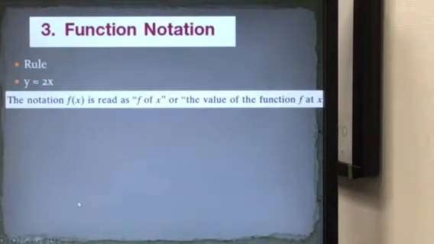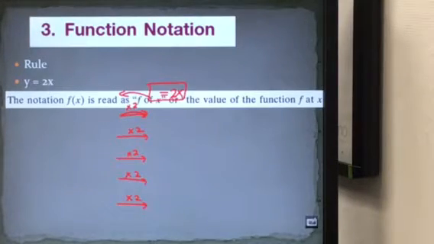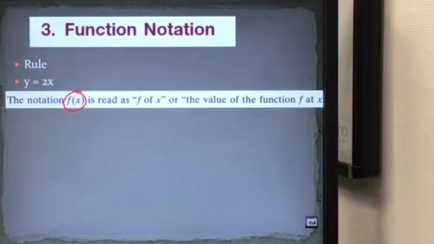Now we're going to look at how we write functions. Okay? We use a rule such as y equals 2x, and what we're going to do is change that y into what we call f of x. Take note that f does not mean that f is being multiplied by x, but it's just saying that the input x would be inputted for the x in the function.